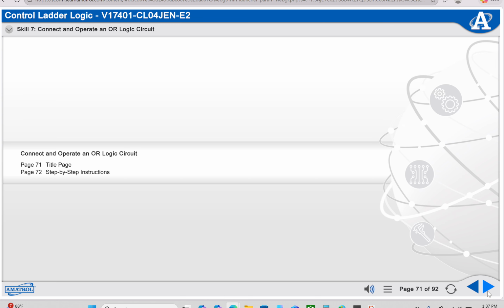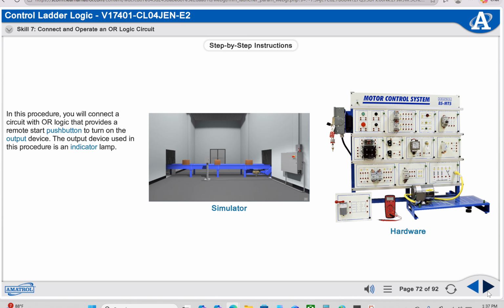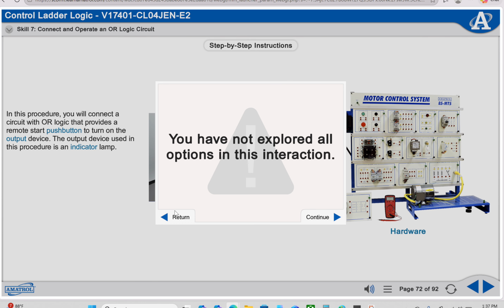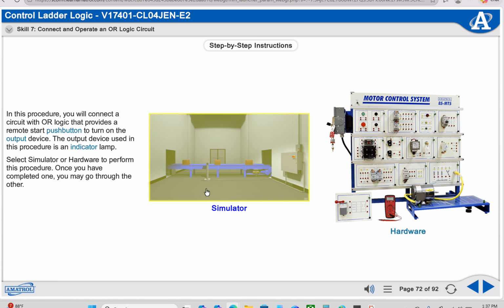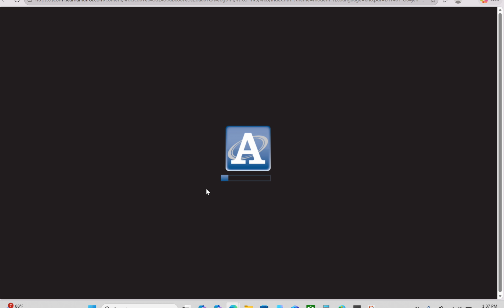Connect and operate an OR logic circuit. Select Simulator or Hardware to perform this procedure. Once you have completed one, you may go through the other.